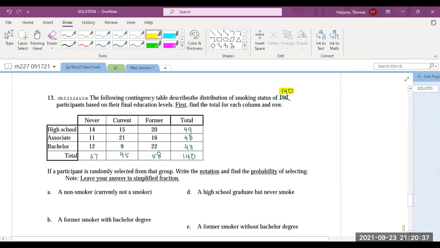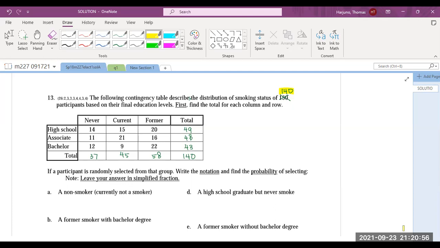So we have high school graduate. This refers to the final education level. So the final education for high schools, there are 49 people. Final education associate degree, 48 people. Final education bachelor degree, 43 people.